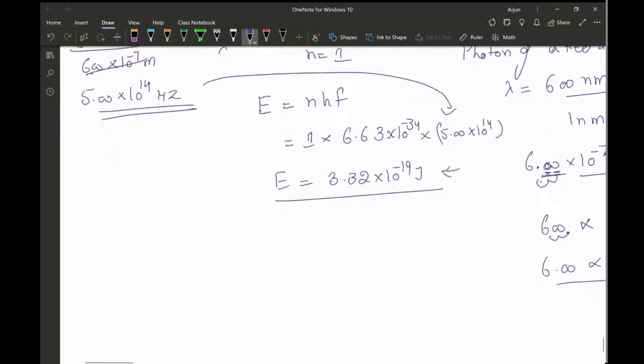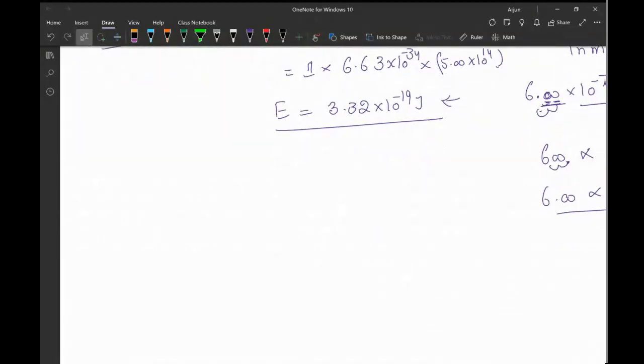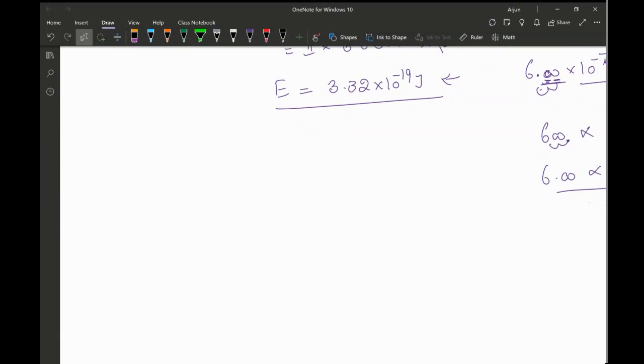Now, this was a pretty straightforward and simple question. Now I'm going to take one more question similar to that. Let's say we are given that there are 500 photons of light, so n value is 500, and the wavelength is given as 510 nanometer, and we want to find out the minimum energy associated with this number of photons and with this wavelength.